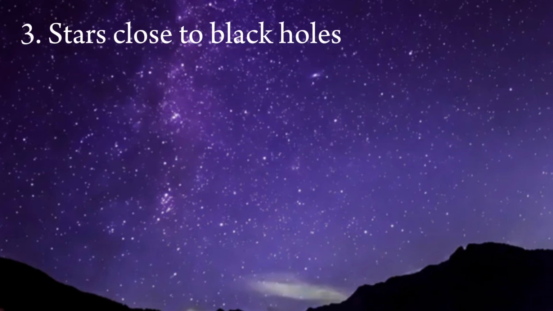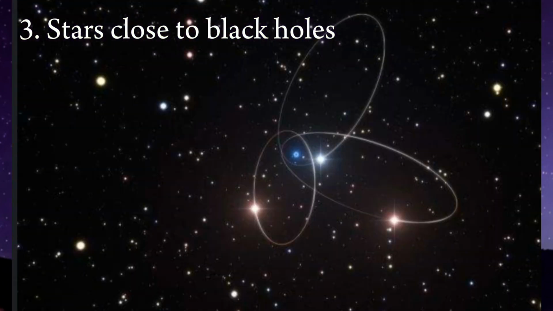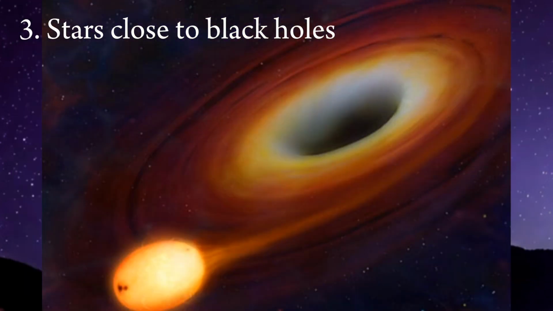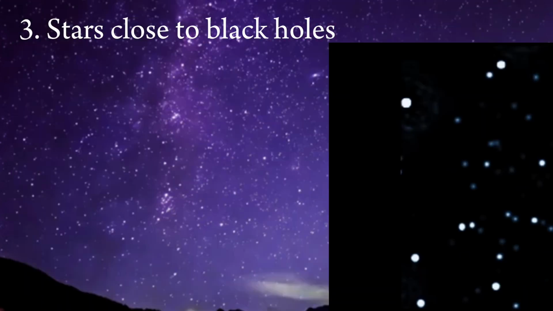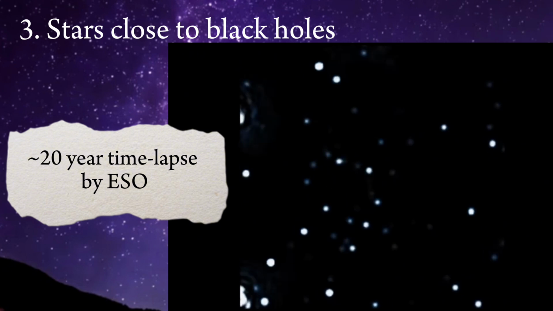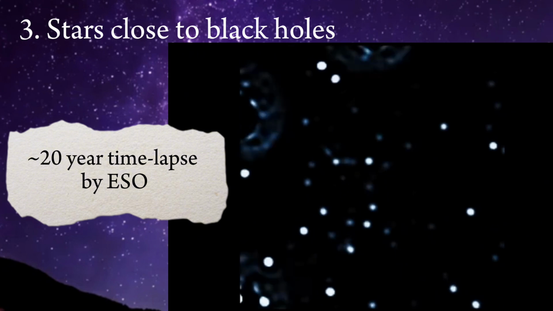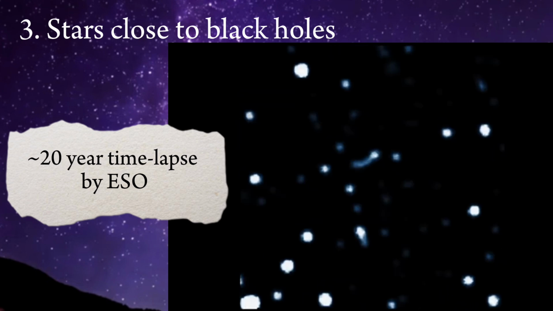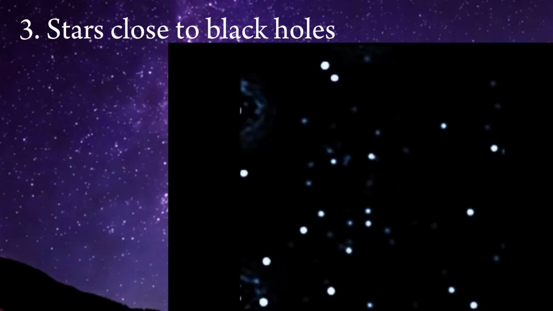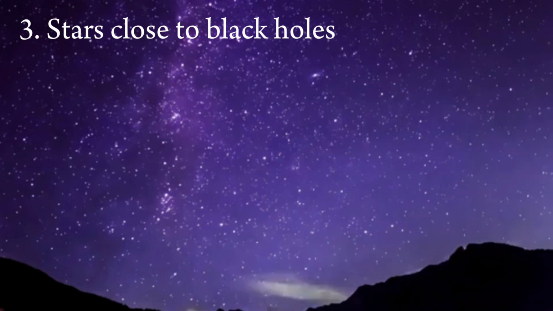The behavior of stars close to black holes can reveal the presence of these cosmic monsters. Stars that venture too close to a black hole are stretched and compressed by its intense gravity, causing them to brighten and dim in a characteristic pattern. By observing the motion and brightness of stars near a suspected black hole, astronomers can infer its presence.